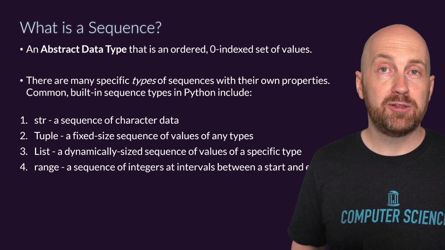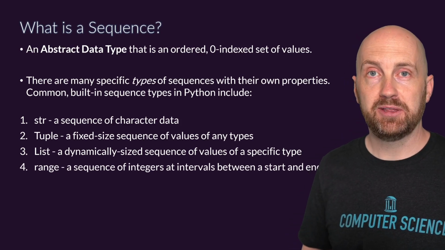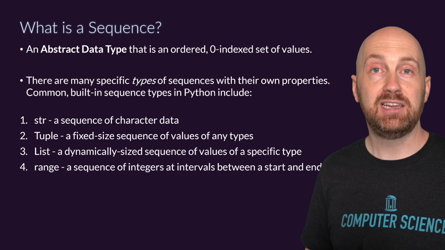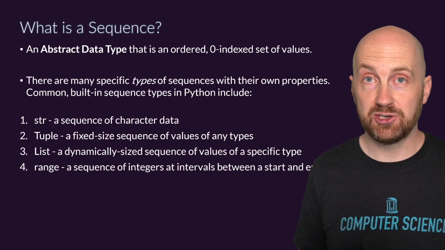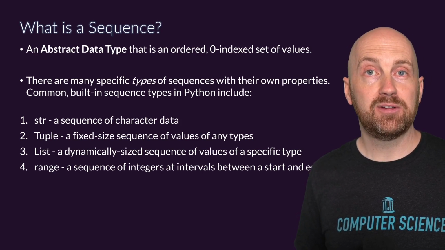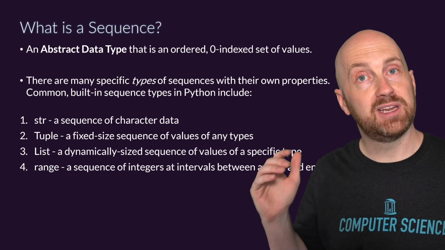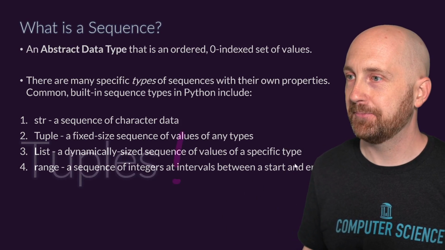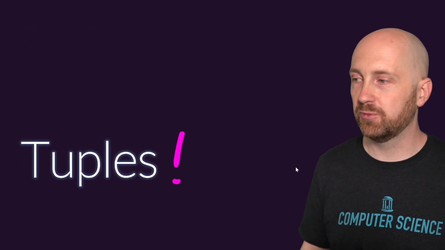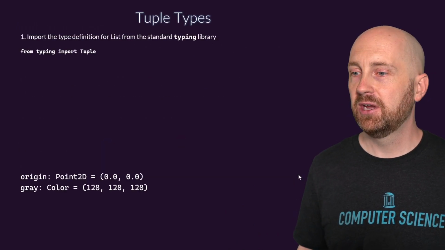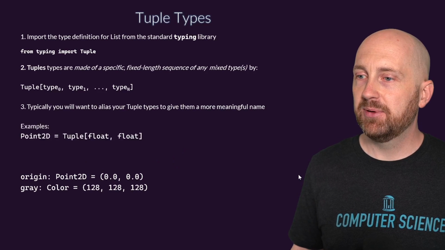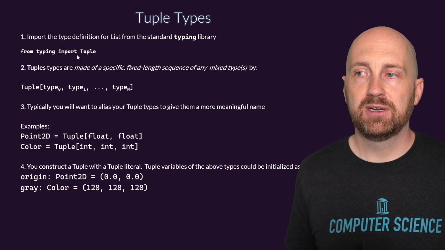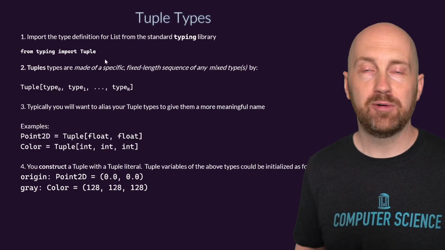We'll look at one other type of sequence that's built into the Python language, and it's also handy. It's the idea of a range, which is a sequence of integers that are spaced out at intervals between some starting point and some ending point. We'll look at that all in the course of the next lessons ahead. Let's start with tuples, which we've already briefly introduced. So when we specify a tuple type, we're going to need to import the type tuple from typing.